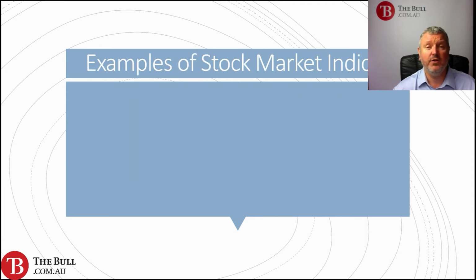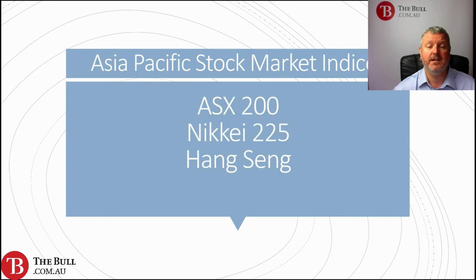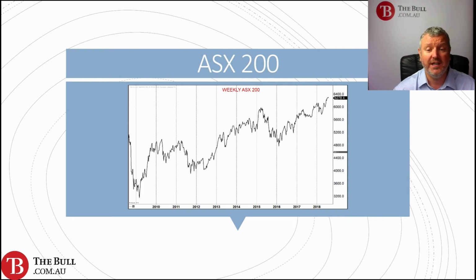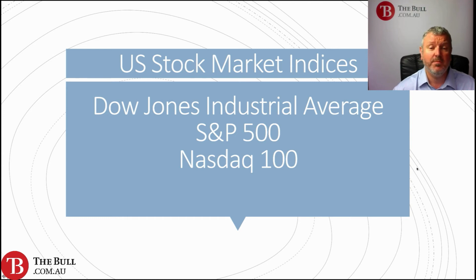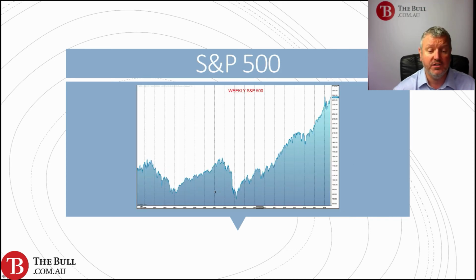So let's have a look in more detail at some examples of stock market indices. In Asia Pacific, stock market indices would include the ASX 200, as we've mentioned, the Nikkei 225 in Japan, and the Hang Seng in Hong Kong, a reflection in some ways of the Chinese stock market. And here we have an example of a weekly chart of the ASX 200. In the US, stock market indices include the Dow Jones Industrial Average, the S&P 500, and the Nasdaq 100. And here we're looking at a longer term chart going all the way back to 2000 on a weekly basis for the S&P 500.